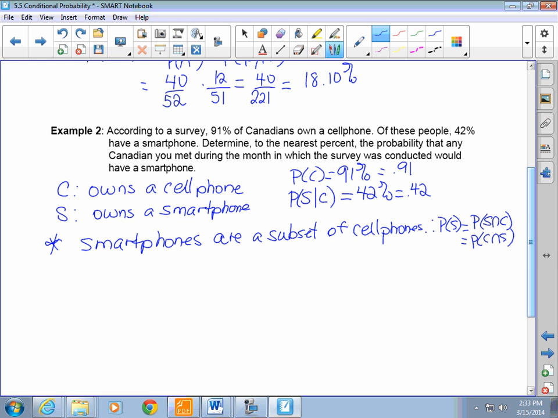So the question asked, what is the probability that any Canadian you meet is going to have a smartphone? The probability of them having a smartphone is the same as the probability that they have a cell phone and a smartphone. That's because these are not independent of each other. In order to have a smartphone, you have to own a cell phone. So that's where that subset part comes in. So we know that they are not mutually exclusive. Then this is going to be the probability of owning a cell phone times the probability they have a smartphone, given they have a cell phone.